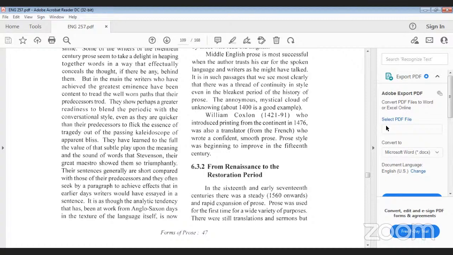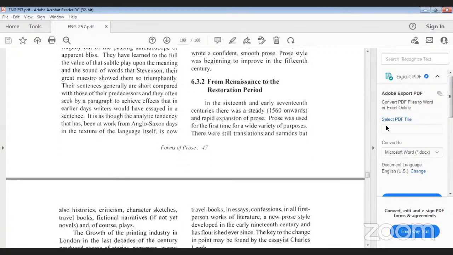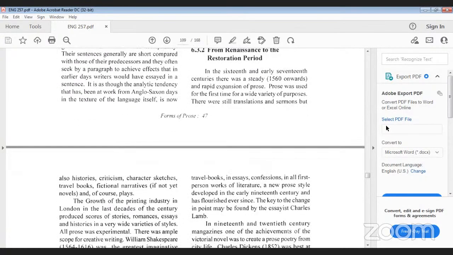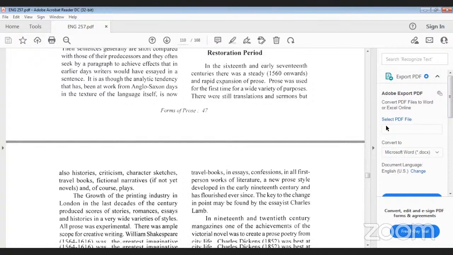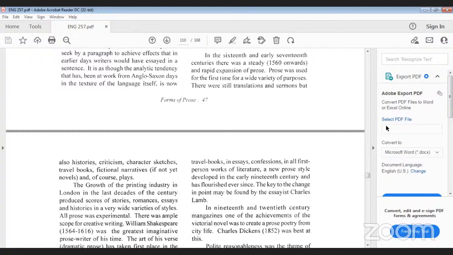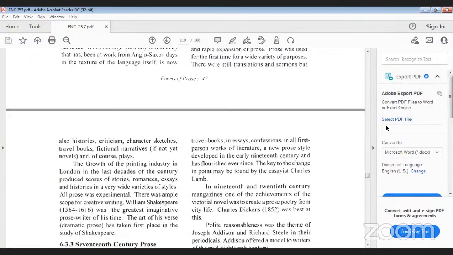There were still translations and sermons, but also histories, criticisms, characters, sketches, travel books, fictional narratives, if not yet novels, and of course plays. The growth of the printing industry in London in the last decade of the century produced a flow of stories, romances, essays, and histories in a very wide variety of styles. All prose was experimental. There was ample scope for creative writing.